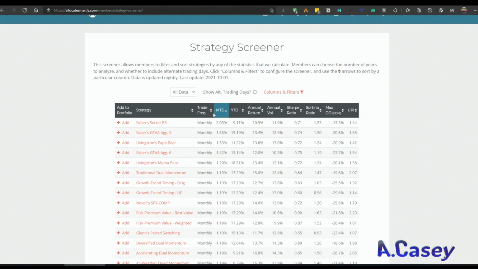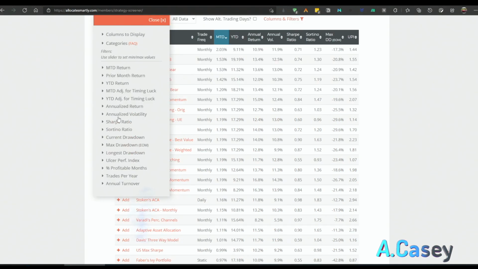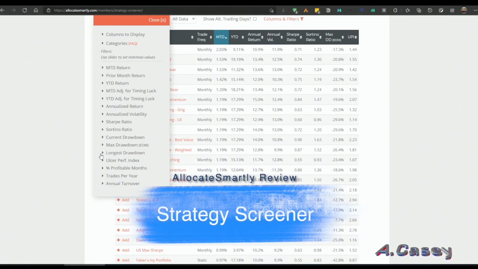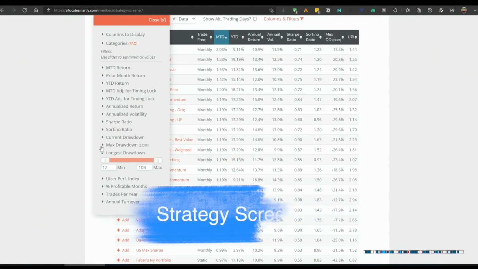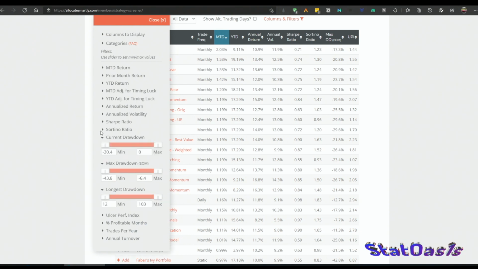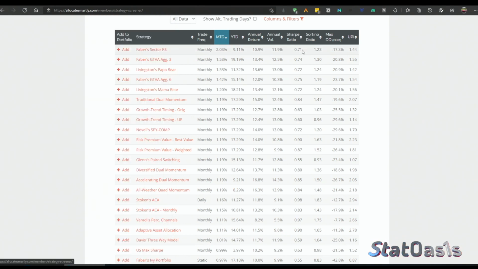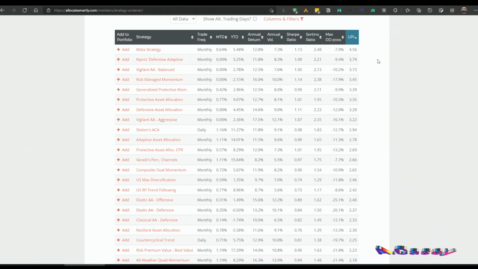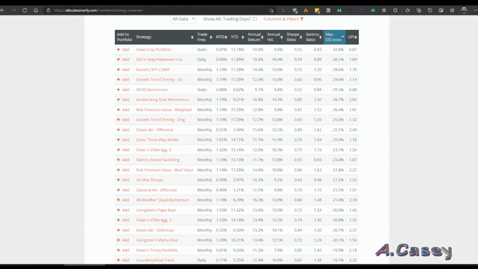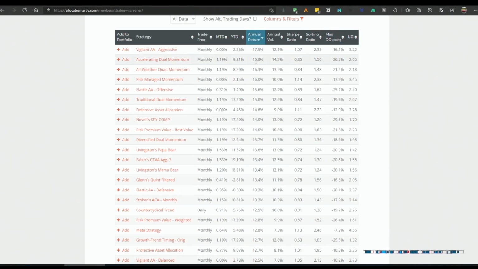So here are all the strategies, and there is a matrix of them. You can add any column here, like longest drawdown, maximum current, Sortino, anything you can add to the columns here, and then you can sort based on that column. So for example, I can sort on Alta Performance Index, and the Meta strategy is the best strategy in that term. But I can focus on maximum drawdown or compound annual growth rate, and so on and so forth.